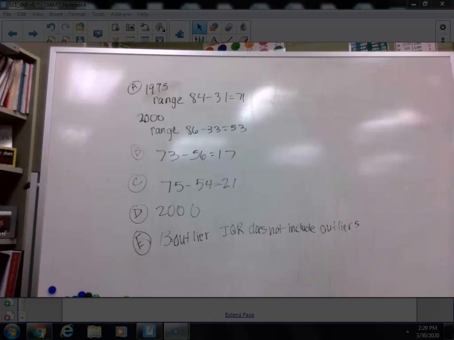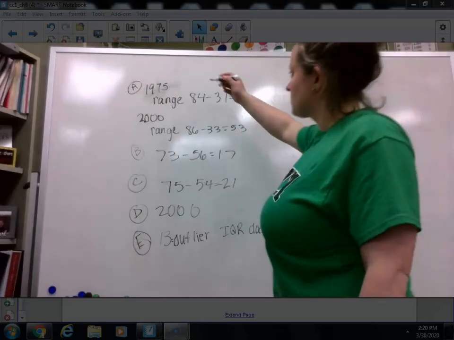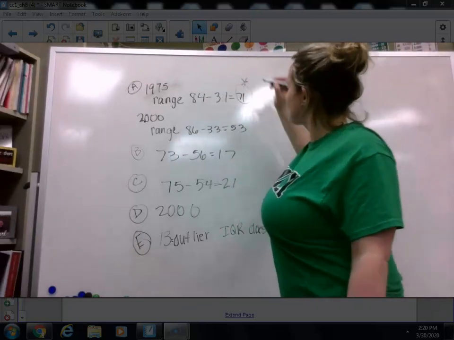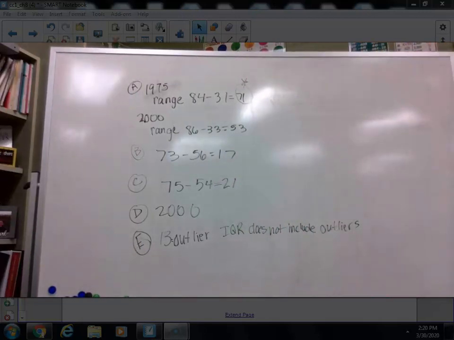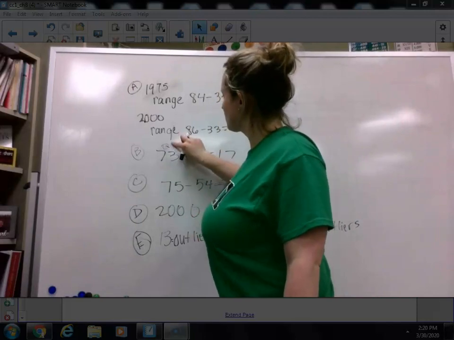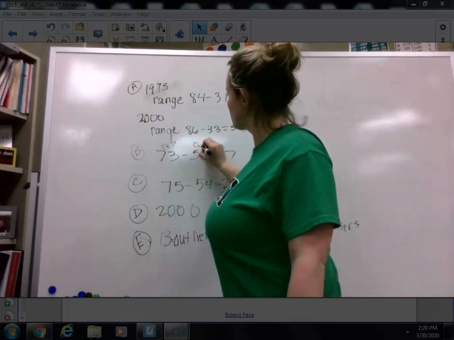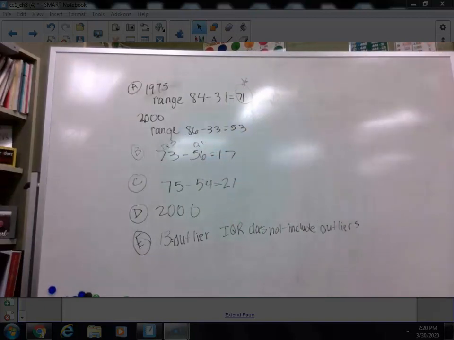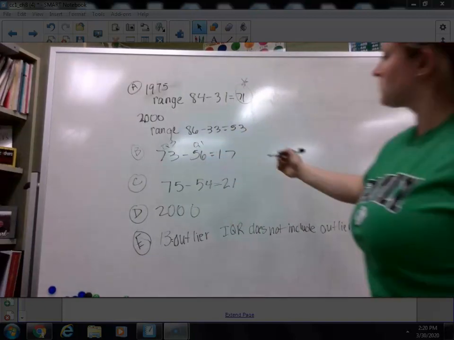All right, if you look at the answers here, for question A, you'll find that 1975 has the greatest range. Its range was 71, as compared to the year 2000, when it was 53. Remember, the range is just the difference between the highest and the lowest number. Question B introduces a new term, the interquartile range, the IQR. It's found by calculating the difference between the third and first quartile, so it's the range of your lower and upper quartile. How we found that was 73 minus 56, to give you an interquartile range of 17.